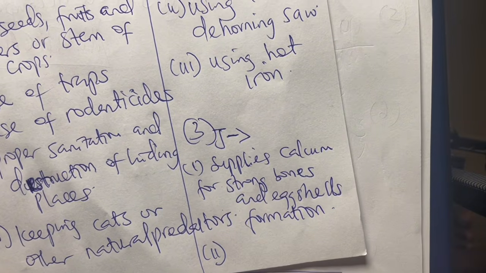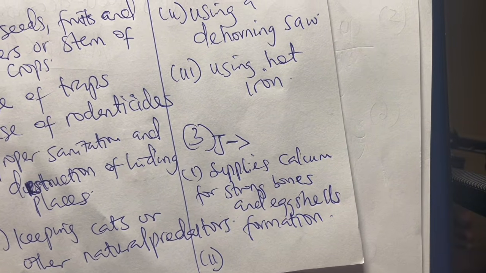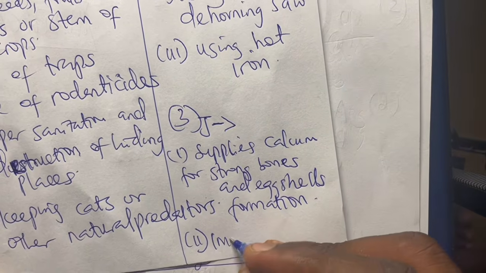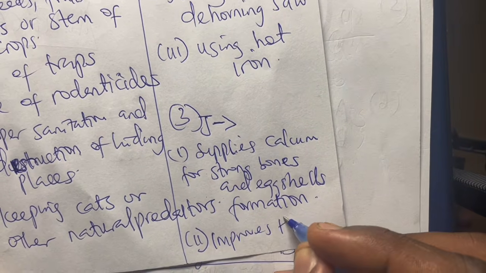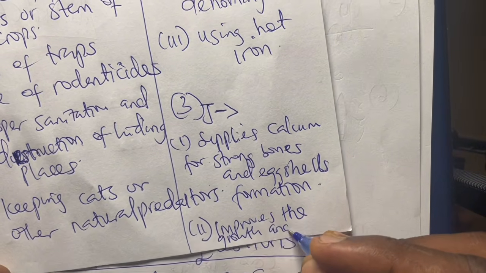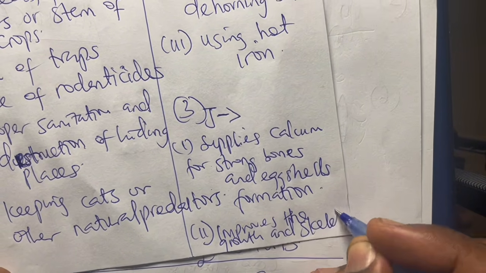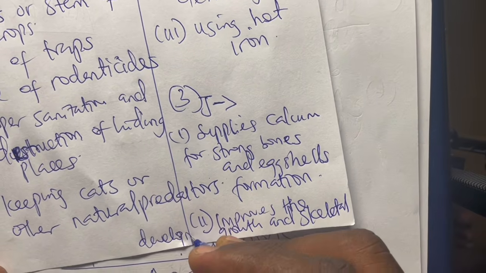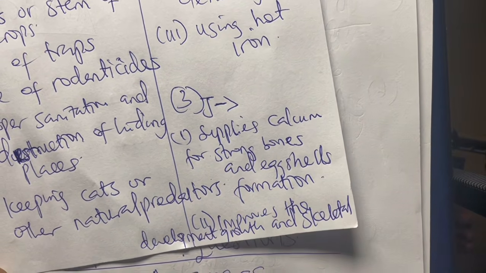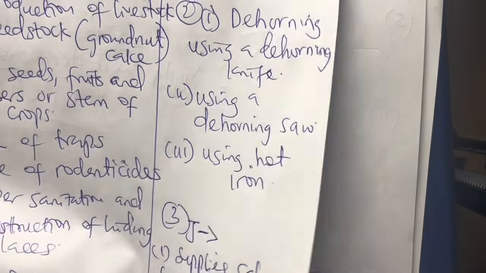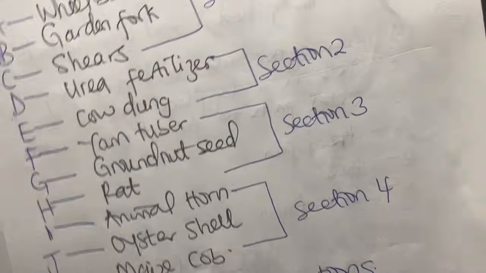Now, another one is that it improves the growth and skeletal development. That's bone and the growth. So, it improves the growth and the skeletal development, in farm animals. You can put it there in farm animals.